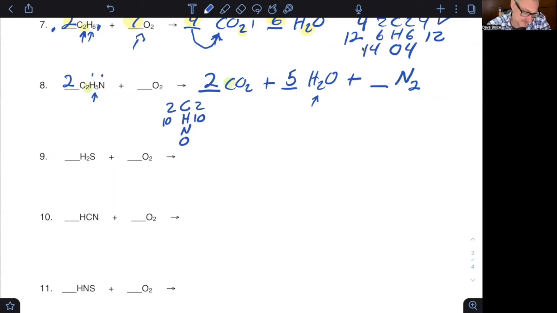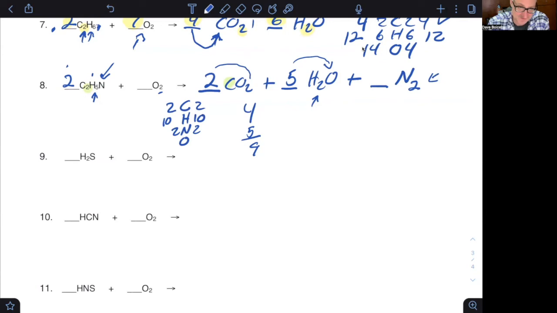I'm going to take a look at my nitrogen. Nitrogen, because I put this 2 here, I now have 2 nitrogens on this side, and N2, I have 2 nitrogens, so my nitrogens are fine. So let's take a look at my oxygens. Oxygen, I have 2 times 2, so I have 4 in the CO2 and 5 in the water. So altogether I have 9. Now this is 2, so again, I can't make that into an odd number. I can't make it 9.